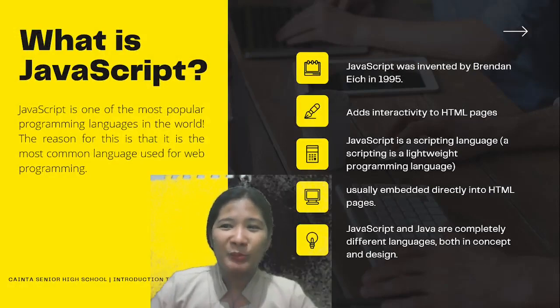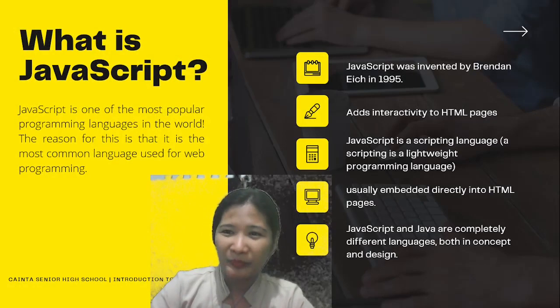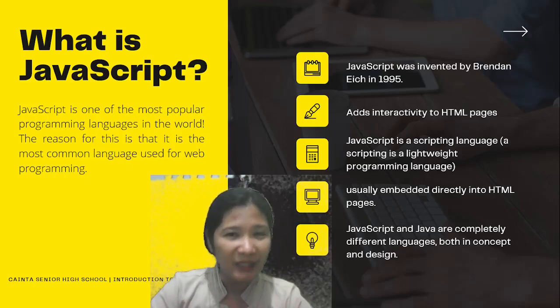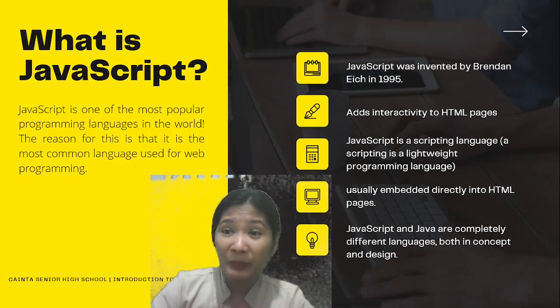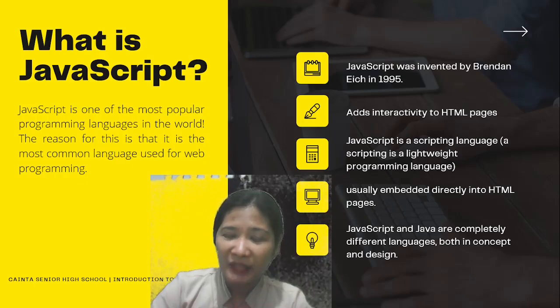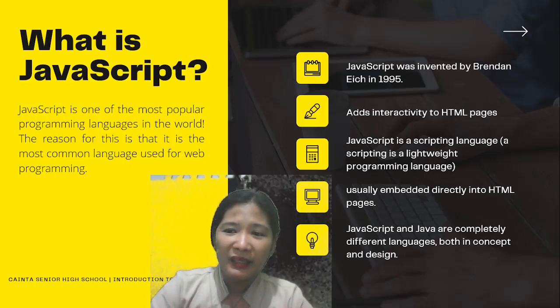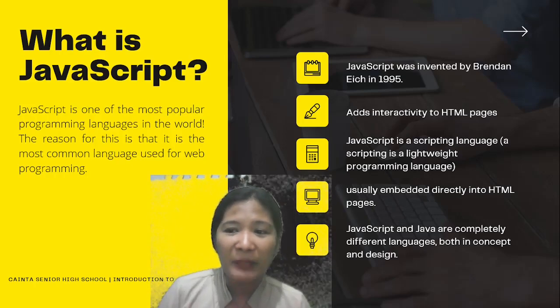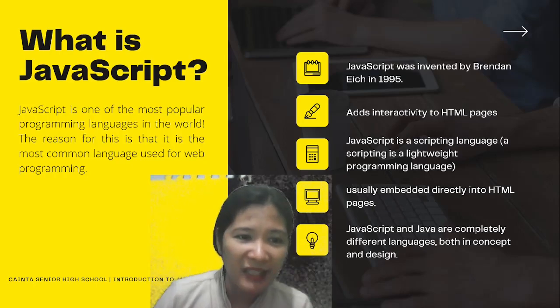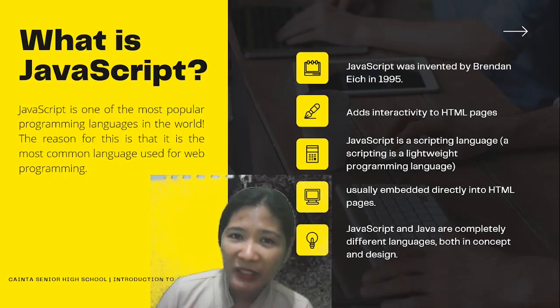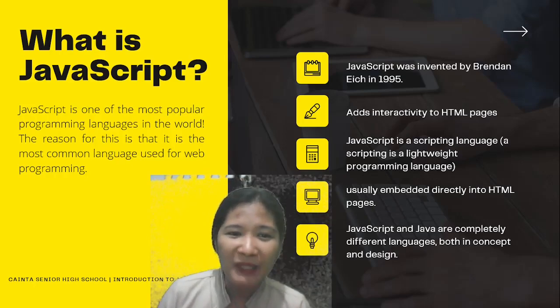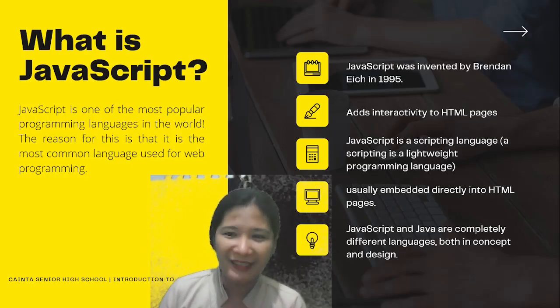JavaScript was invented by Brendan Eich in 1995. As we have mentioned earlier in our discussion, JavaScript adds interactivity to HTML pages. JavaScript is a scripting language, which means it is a lightweight programming language. And JavaScript is usually embedded directly into our HTML pages. JavaScript and Java, though both have Java in their name, are completely different languages, both in concept and in design.